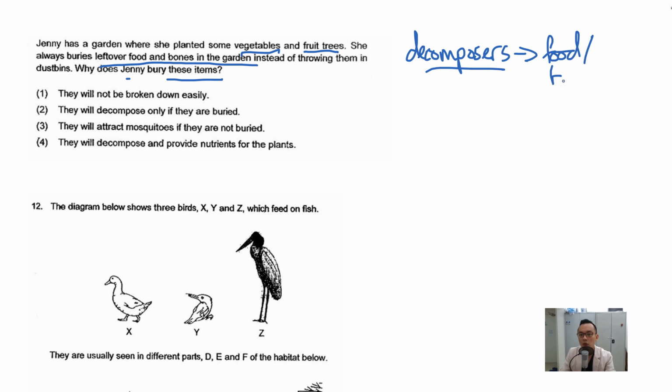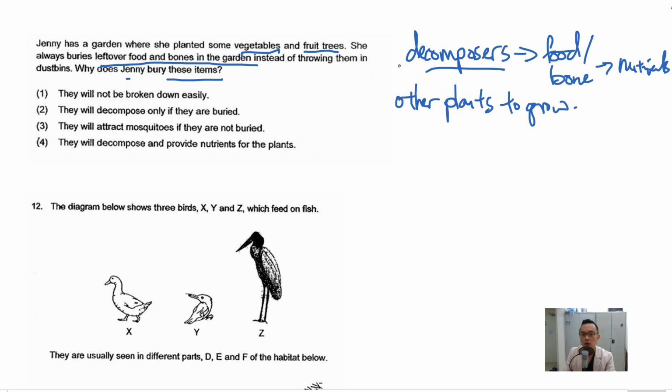Jenny has a garden where she planted some vegetables and fruit trees. She always buries leftover food and bones in the garden instead of throwing them away in the dustbin. Why does Jenny bury these items? Okay, so we need to realize she's waiting for something called decomposers to come and do their work, which will change these items, this food and bones and whatnot, into nutrients. All right, nutrients for other plants to grow. All right, so a bit of revision.